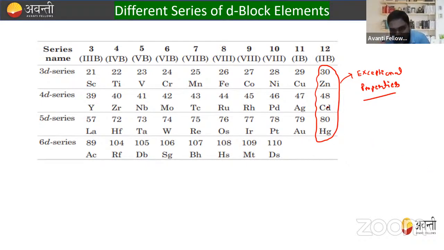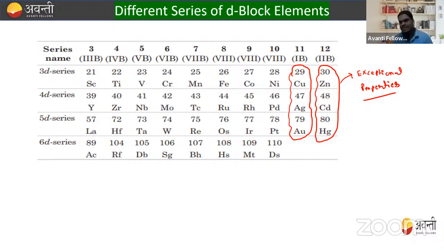So just remember these three and these three as well. These three elements also play a very, very important role. The second last element of the 3d series is copper, similarly the 4d series is silver, and the 5d series is gold, right? So just remember these elements like this, like the last element of each row, each period.